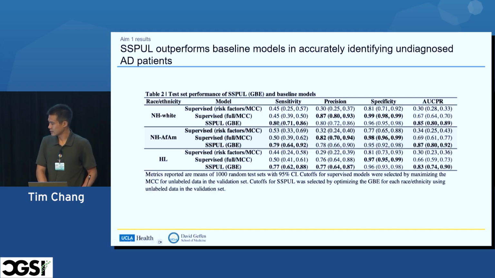About 80% here, and we could hold a similar precision, so 87 versus 80%. Similarly, we can look at this in the African American group or the non-Hispanic group as well. Essentially, the baseline models have low sensitivity. They can get some high precision, but in our model, we can hold the same precision but get a higher sensitivity. So that was our goal, to increase our sensitivity.